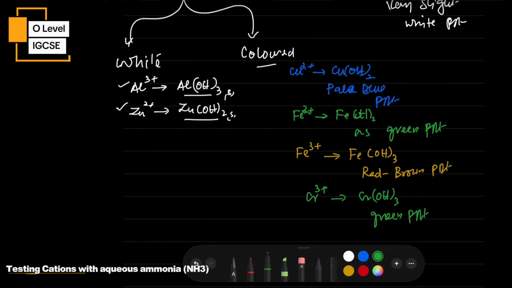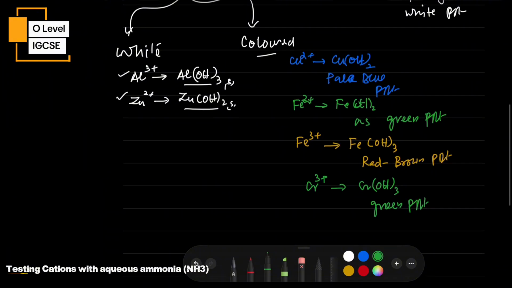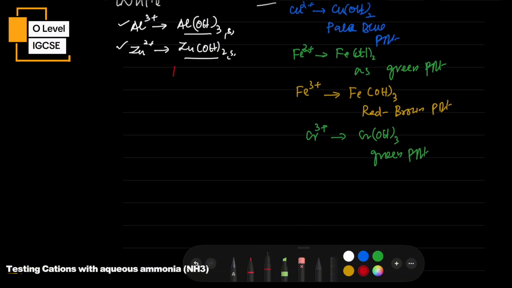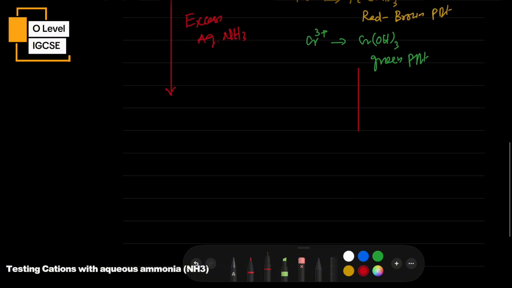So these observations are pretty similar to what you have seen upon the addition of a few drops of aqueous sodium hydroxide. So almost the first step is the same. Now I am going to add excess aqueous ammonia, in both types of precipitates. In the first case, where there are the two white precipitates, aluminum hydroxide and zinc hydroxide, again two situations arise.